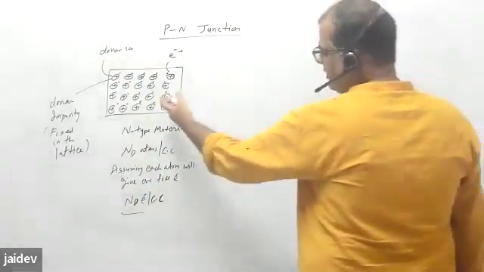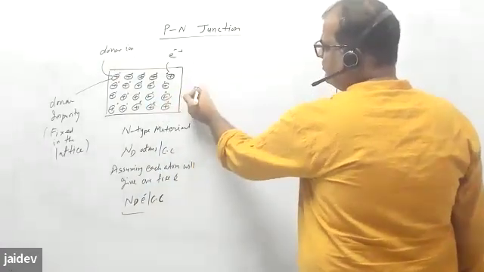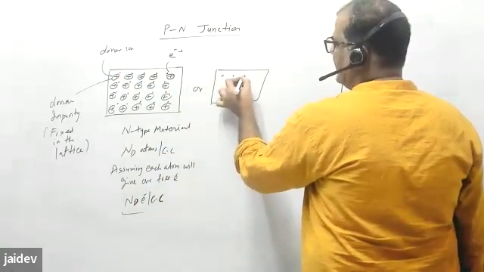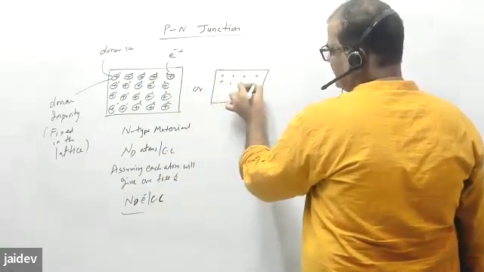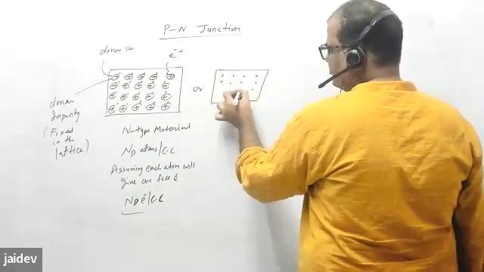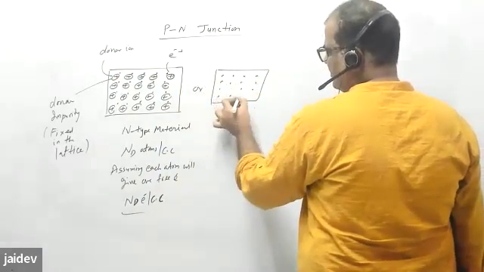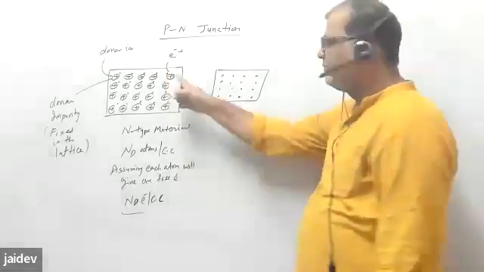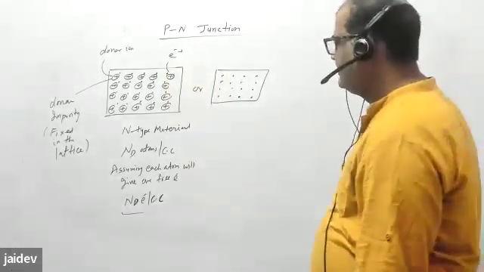So either you draw n-type material like that. Some books draw n-type material with only electrons, but that schematic is not useful. We cannot get useful information from it. So I will always draw n-type material like this.